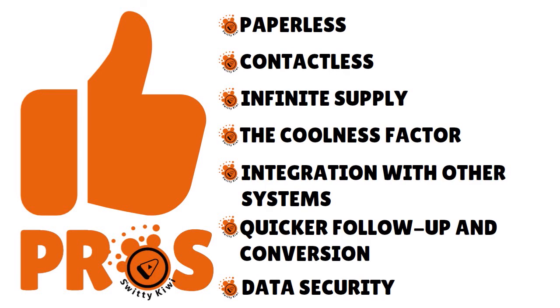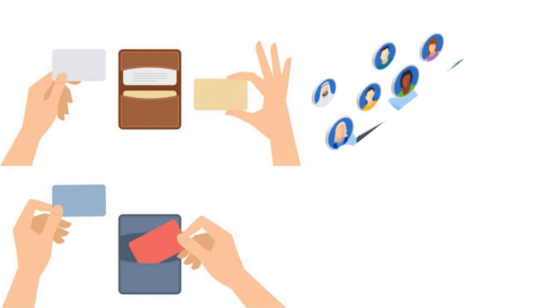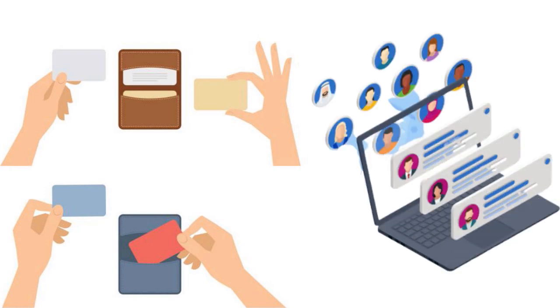So they are paperless. They're contactless. You have an infinite supply. You have the coolness factor. We love that. You have integrations with other systems. We're talking about integrations with Salesforce. For example, you have quicker follow-up and conversion, and you have data security. It's important because paper business cards lying around are a data breach waiting to happen if you really think about that. So in the age of GDPR and other data privacy laws, you need to keep customer data under lock and key. This is really what it is. And these tools allow you to do that.